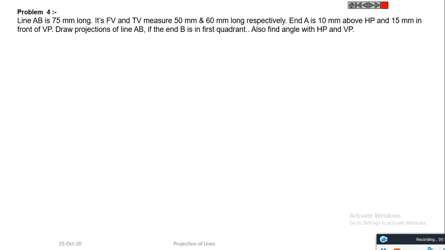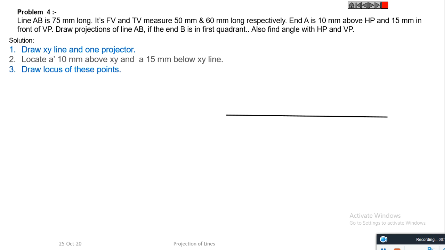Fourth problem. A line AB 75 millimeter long. Its front view and top view measure 50 millimeter and 60 millimeter long respectively. End A is 10 millimeter above HP and 15 millimeter in front of VP. Draw projections of line AB if the end AB is in first quadrant. Also find angle with HP and VP.